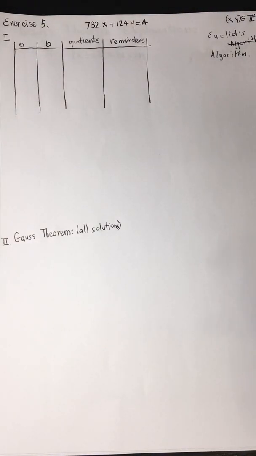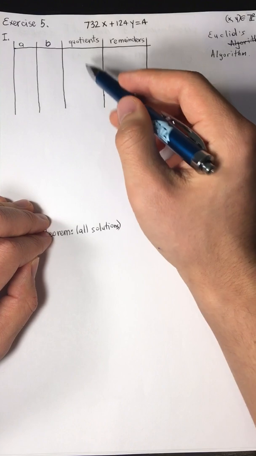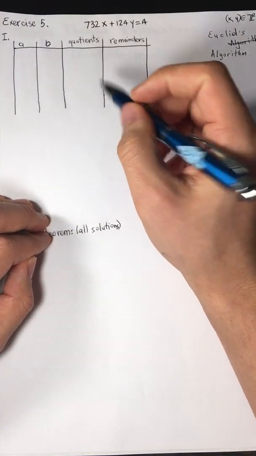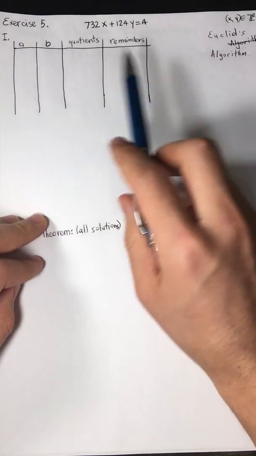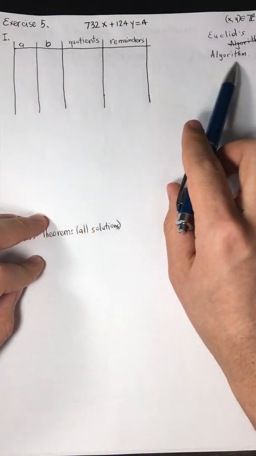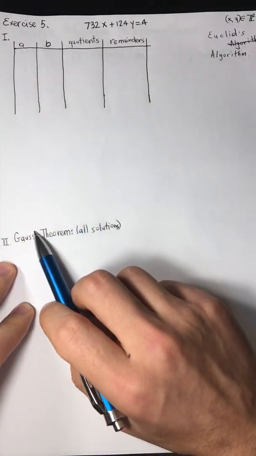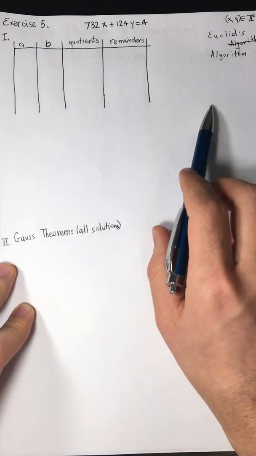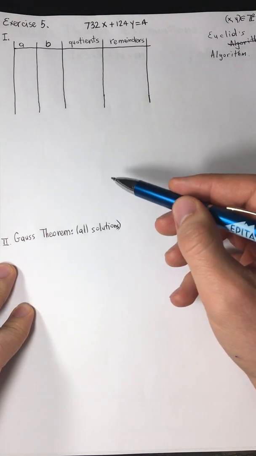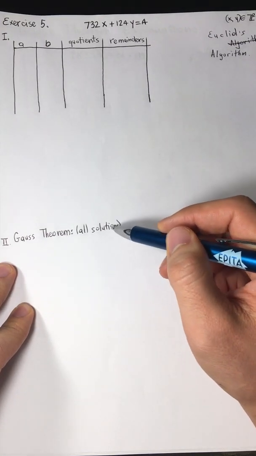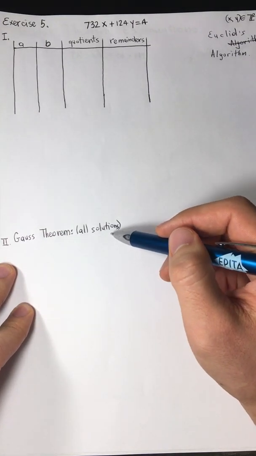Hey, in this video I'm going to be solving this exercise 5. You can find this question on the previous final test. So the question is, we have this equation and we need to solve it in the first part using the Euclid algorithm and in the next part using Gauss Theorem. But in the first part we've got to find one particular solution, I mean you only need to find one solution. In this part you've got to find all the solutions. So this is the question.